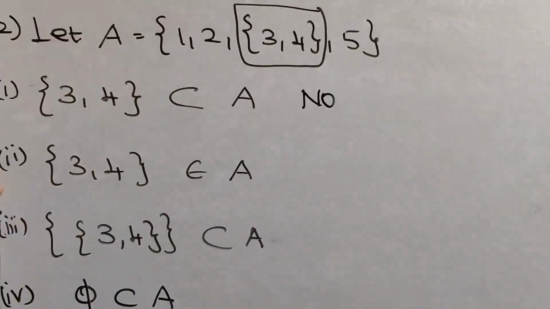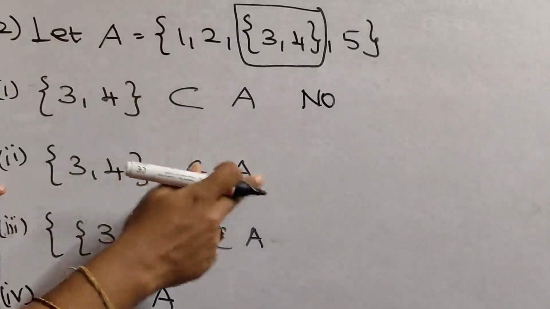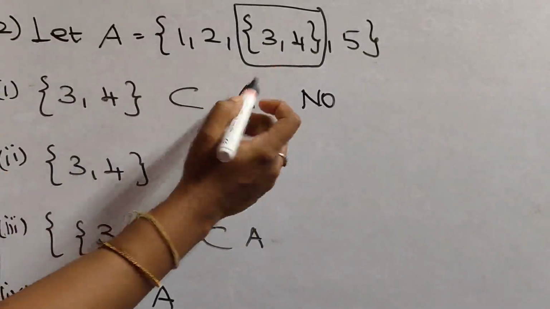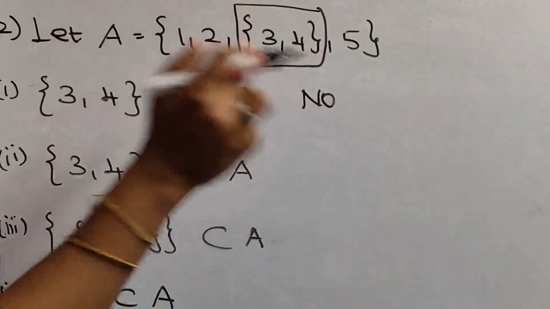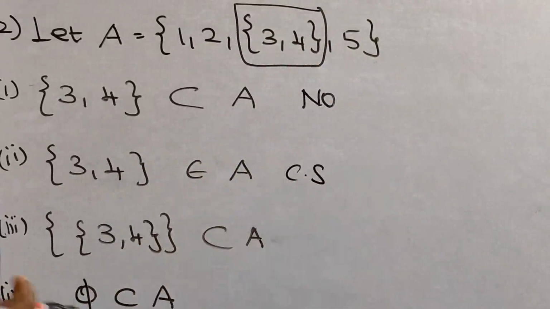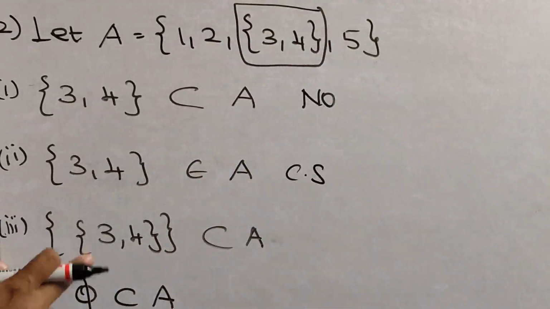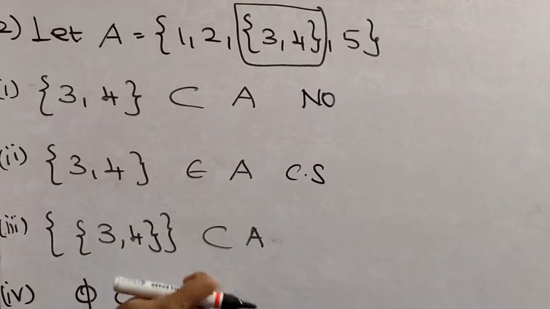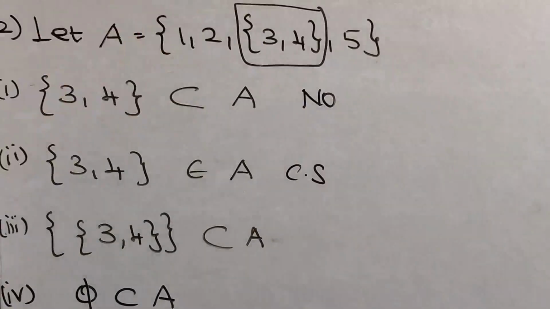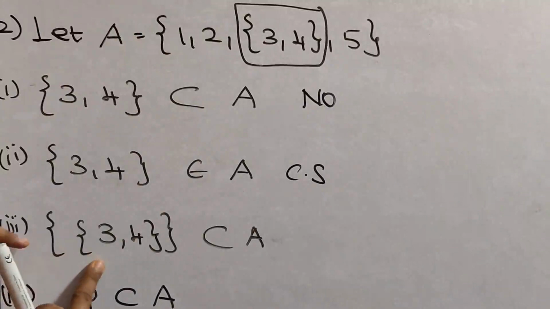Now the next one. See, {3, 4} belongs to A, element of A. Correct. {3, 4} is an element of A. I told you, together we'll consider it as an element. So {3, 4} belongs to A. It's a correct statement. Now we come to the third statement. Two brackets are given. {{3, 4}} is a subset of A. Yes, it's a subset of A, because in set A it's an element. When you are writing a subset, two brackets should be there. I told you. See, here two brackets are there. Therefore, it's a subset.